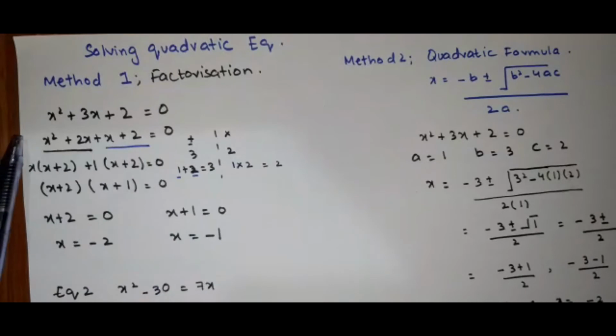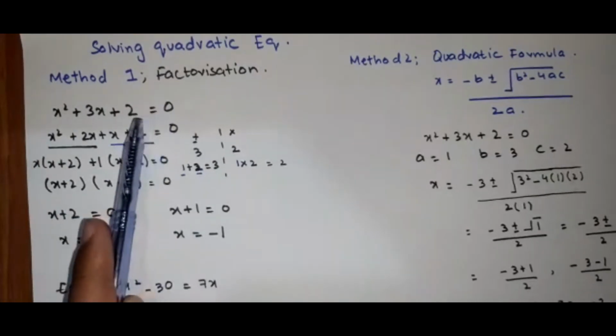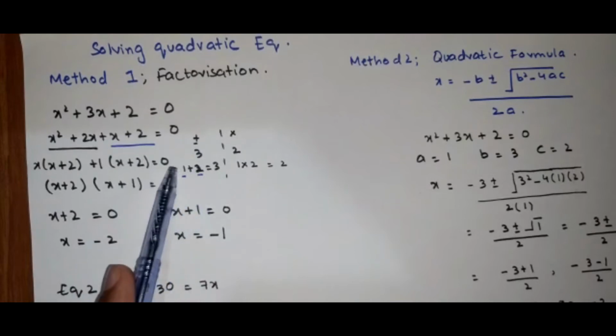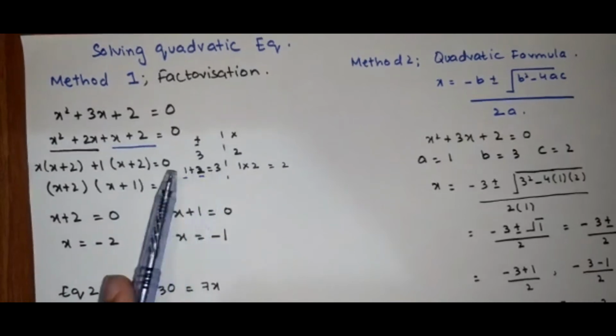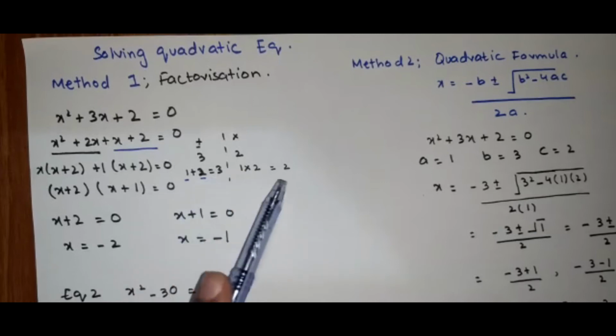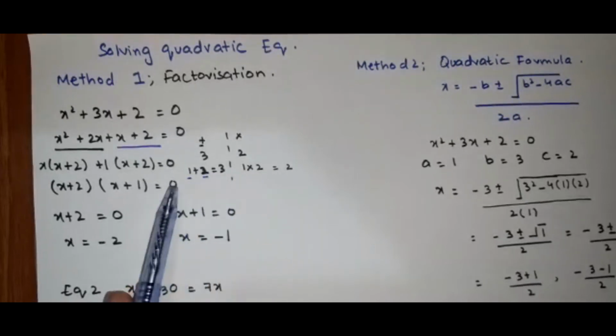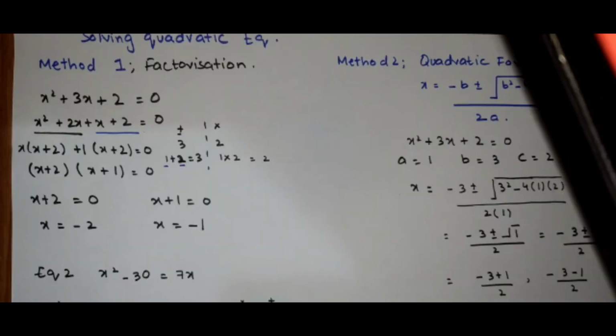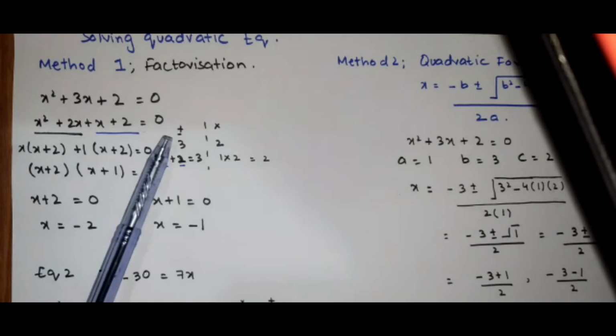That is the product of the first and the last term. So we start with 1 and 2. While adding 1 and 2 we get 3, and by multiplying both of the numbers we get 2. So here we have found the breakup of our middle term. So now we have x square plus 2x plus x plus 2 is equal to 0.